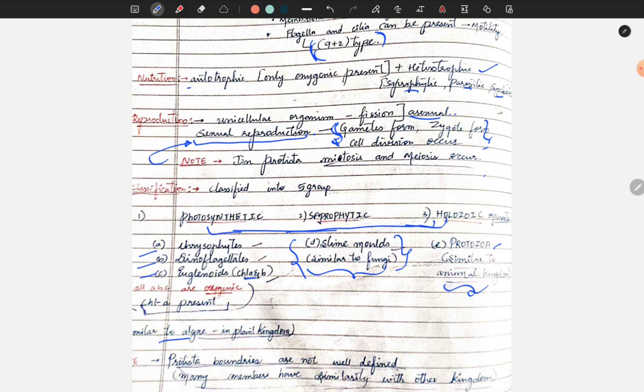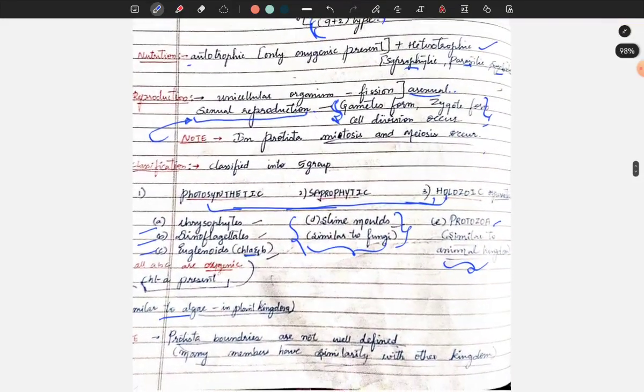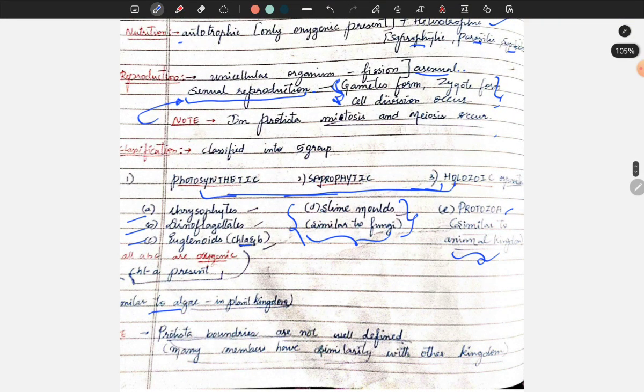Now, as I told you, Protista has a well-defined nucleus, but Protista boundaries are not well-defined. The cell walls, the boundaries are not well-defined. Many members have similarity to other kingdoms. As I told you, saprophytic forms resemble fungi, and holozoic forms resemble the animal kingdom.